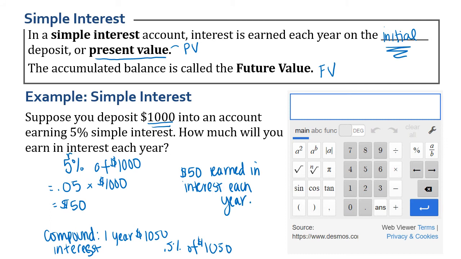But for right now with simple interest, to figure this out, you take the rate and you multiply it by the initial amount, which is the present value, times the number of years. In this case, it was just 1 year, which is why it wasn't written there. All right, let's go through and learn some more specific formulas for this.